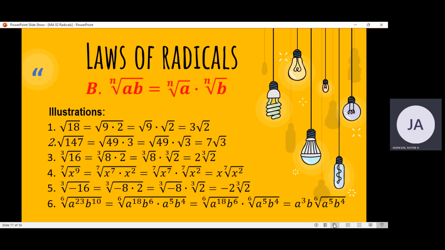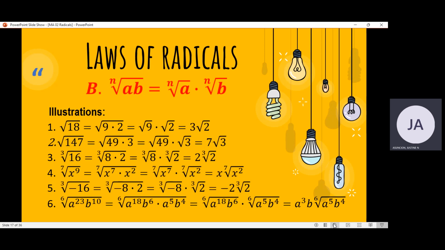And then number 6, last one, the sixth root of a raised to 23 b raised to 10. Okay, so as you can see here, a raised to 23 can be expressed as a raised to 18 times a raised to 5. B raised to 10 can be expressed as b raised to 6 times b raised to 4. Okay, or simply we have here a raised to 18, b raised to 6. And if we identify the sixth root of that, we have here a raised to 3b.